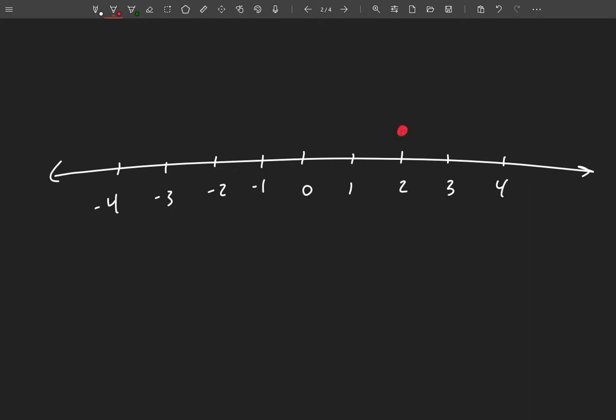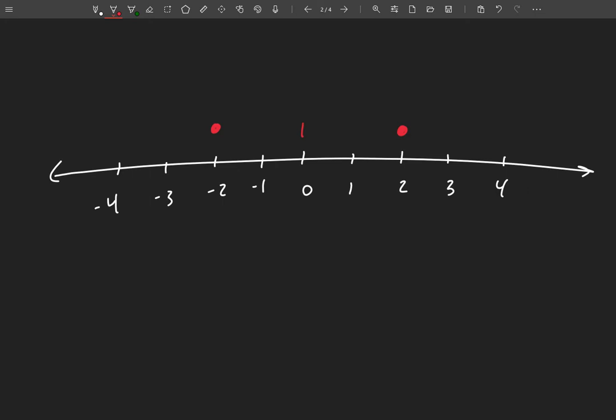I pick the number 2, and I want to answer the question, how far away from 0 is 2? Well, I look, and it's 1 unit, 2 units, okay? And that makes sense. It's 2. You start from 0, you go to 2, you've gone 2 units, right? But what if I start at -2?